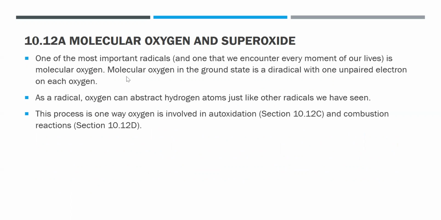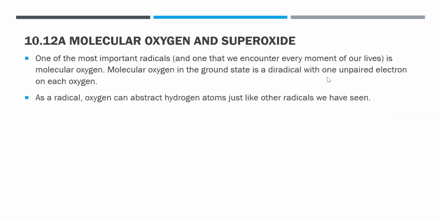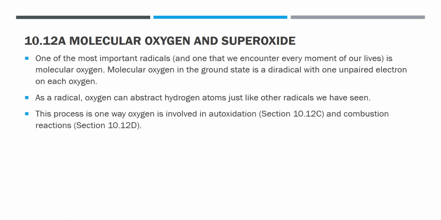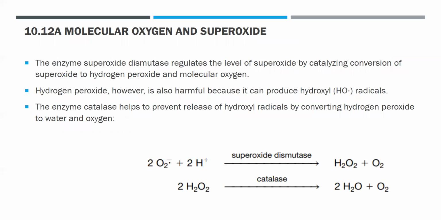One of the most important radicals that we encounter every moment of our lives is molecular oxygen. What is molecular oxygen? The one in the ground state is a diradical with one unpaired electron on each oxygen. As a radical, oxygen can abstract hydrogen atoms just like other radicals we have seen. So we have this auto-oxidation process. Let's see if we have the auto-oxidation process.